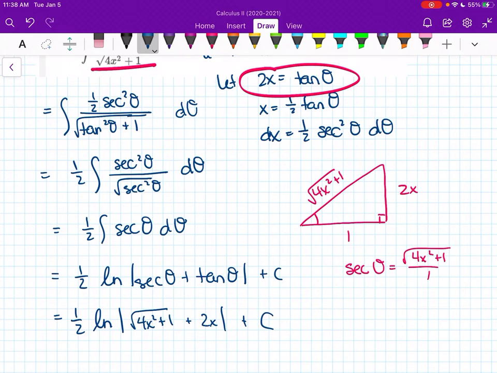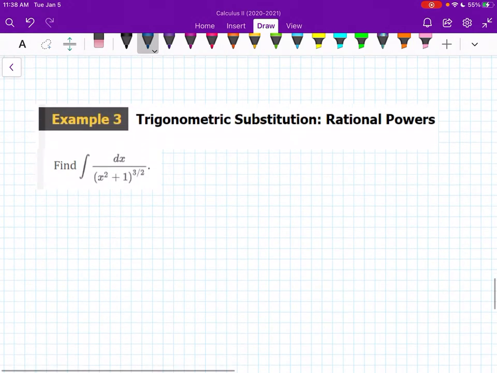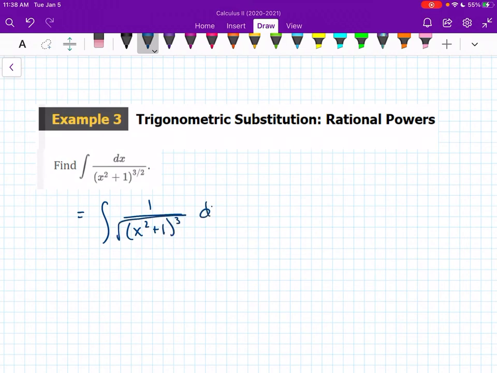All right, let's try another one. We got 2 more to do. So our next example is now we have a rational power on our denominator. So what I'm going to do here is I'm just going to rewrite this as 1 over x squared plus 1 cubed underneath a radical. And then I can say that, oh, okay, from here, a is going to equal 1 and my u is going to equal x. So I'm going to let x equal tangent of theta. Okay, based on that table, that's how I figured that out.